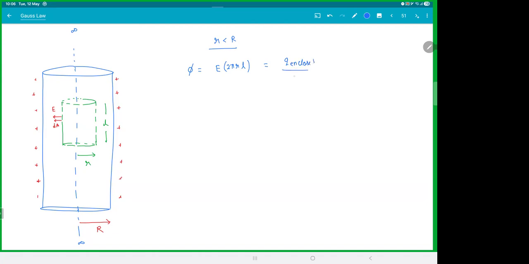But I don't see any charge inside because it is hollow. This is zero. Therefore, E is zero. There is no field inside a hollow cylinder. Next thing, for r greater than R, meaning now you're considering a Gaussian surface, a much bigger one, the black one. I can just draw a new picture if you want. Maybe we can consider here. So I can consider a Gaussian surface here.